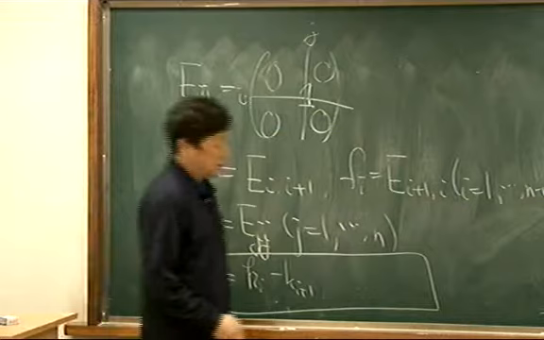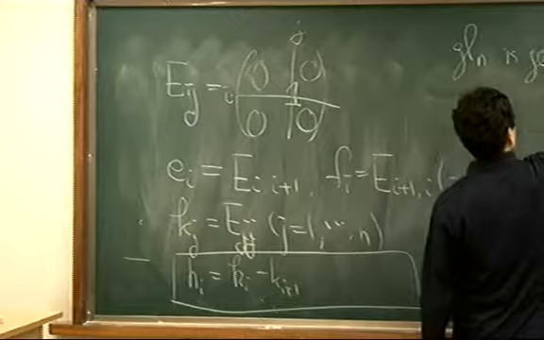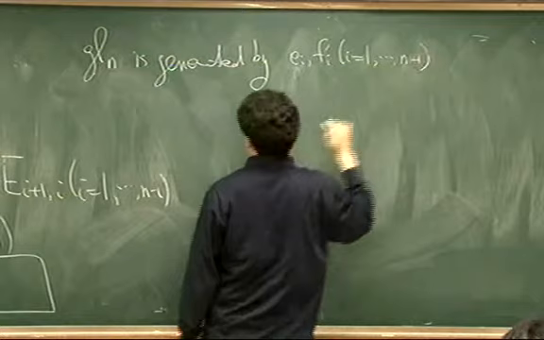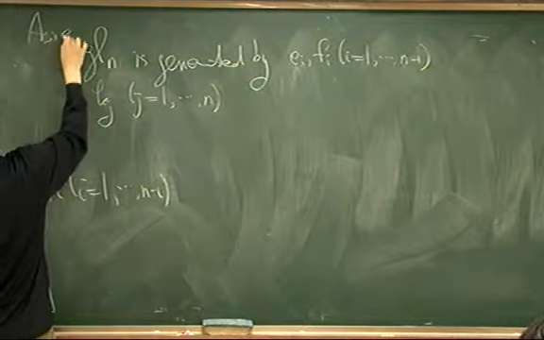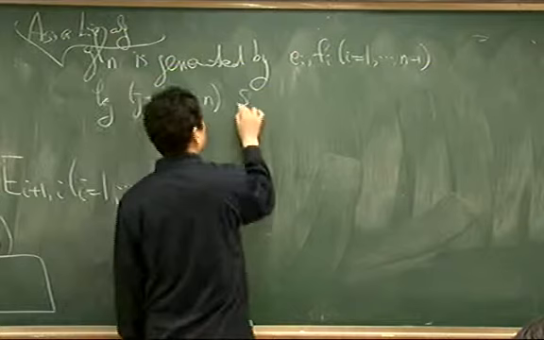Then, as a Lie algebra, we can observe the general linear Lie algebra GL n is generated by E sub I, F sub I, and K sub J as a Lie algebra. And they satisfy the following defining relations.